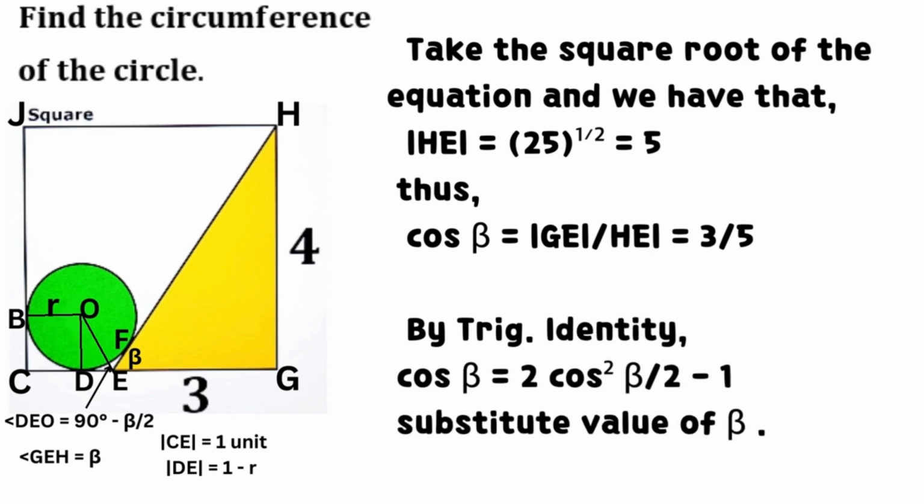By trigonometric identity, cosine beta equals the product of 2 and cosine square half of beta minus 1. Substitute the value of beta.